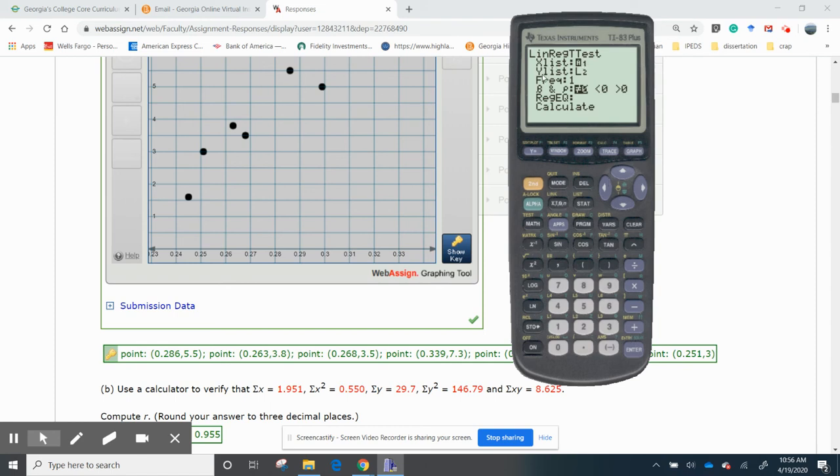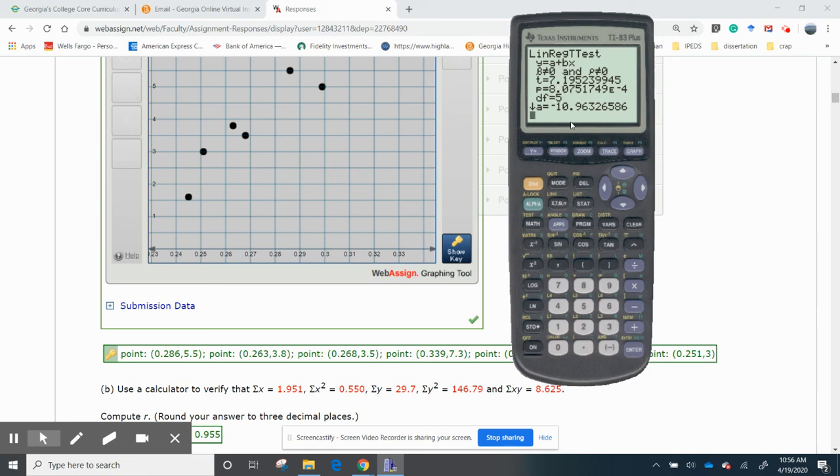L1 is my X list. Y list is in L2. Frequency is 1. I always do that because it's saying there's a 1-to-1 relationship. I do not equal 0. And then I hit calc. Okay. Y equals A plus BX. Remember, that's the same as Y equals MX plus B. This is just flipped around a little bit.